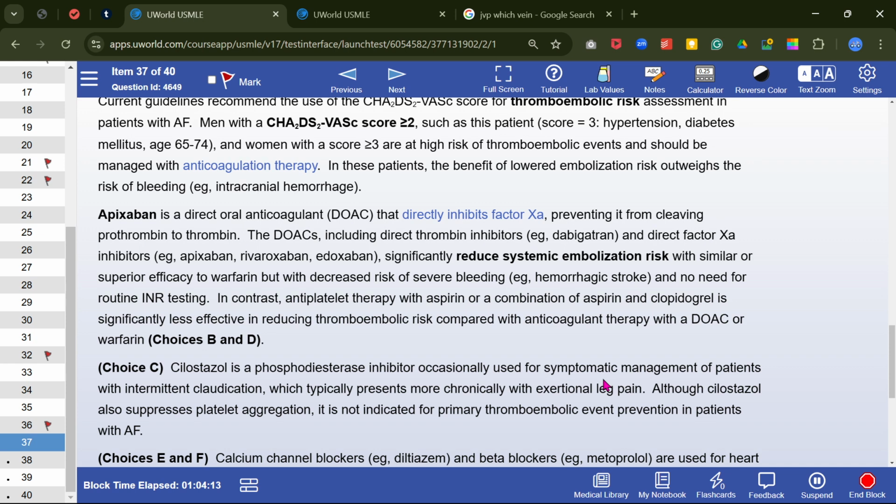Okay, yes. Cilostazol is a phosphodiesterase inhibitor occasionally used for symptomatic management of patients with intermittent claudication, which typically presents more chronically with exertional leg pain. Although cilostazol also suppresses platelet aggregation, it is not indicated for primary thromboembolic event prevention in patients with atrial fibrillation.